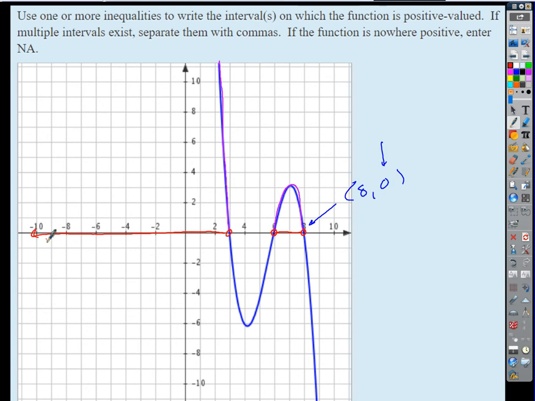So how would we say that with inequalities? This part would be x is less than 3, or, right, x is what? Greater than 6 and less than 8.